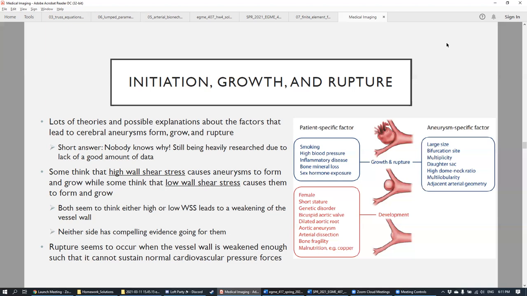And until we have better measurement techniques and better diagnostics, I think we're never really going to know for sure for these things.